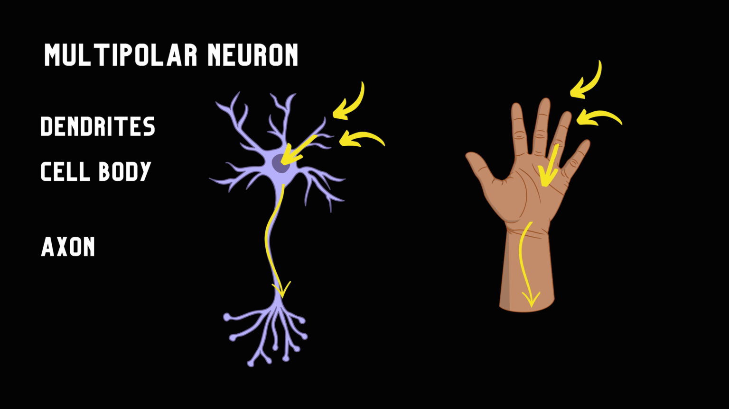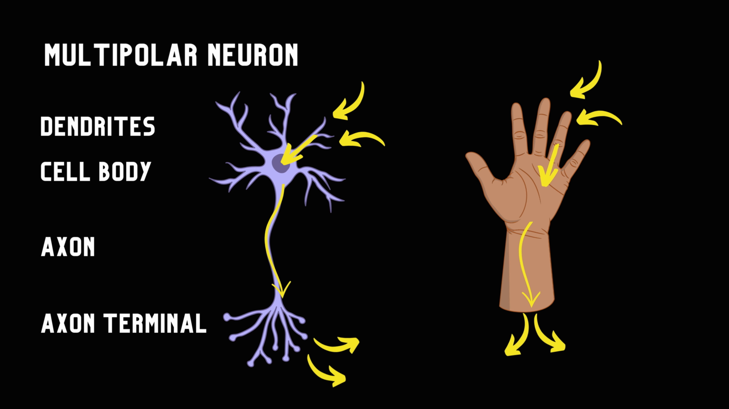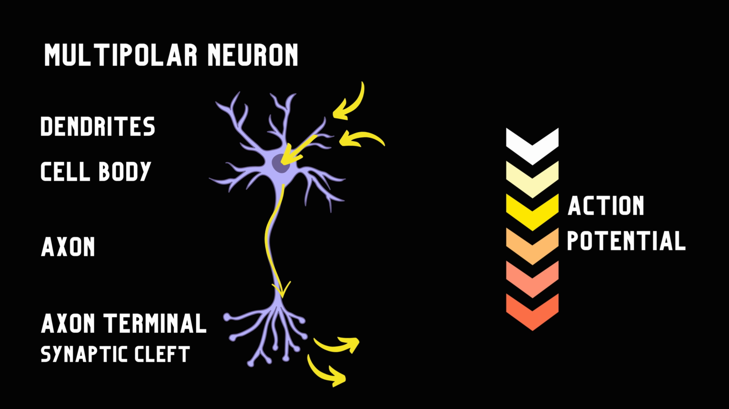When the impulse travels all the way down the axon to the axon terminal and is passed to the next neuron via the synaptic cleft, this is called an action potential.